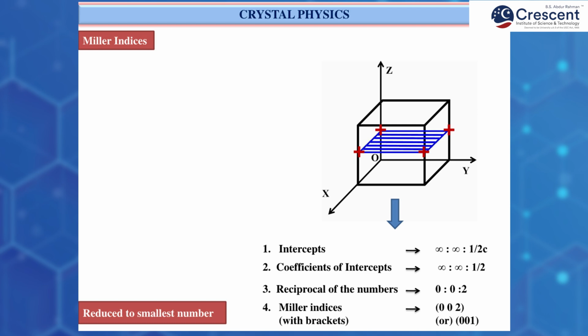Can you see here, you can easily identify the plane which is parallel to x and y. It cuts the z-axis exactly in the middle, between 0 and 1, that is 1 by 2. So the plane is parallel to x and y, the coefficient is infinity, and the intercept value along the z-axis is 1 by 2. So the Miller indices are 0, 0, 2.